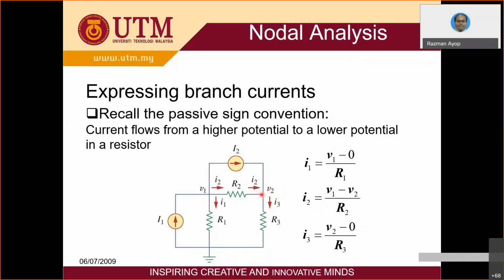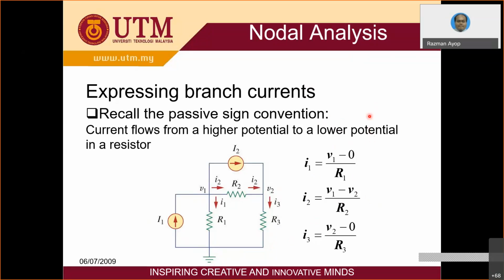V2 is the node point of the resistance. I3 is from here to here. So V2 minus 0 because of the ground, and divide by R3. So far okay? Do you still understand? Yes, doctor.